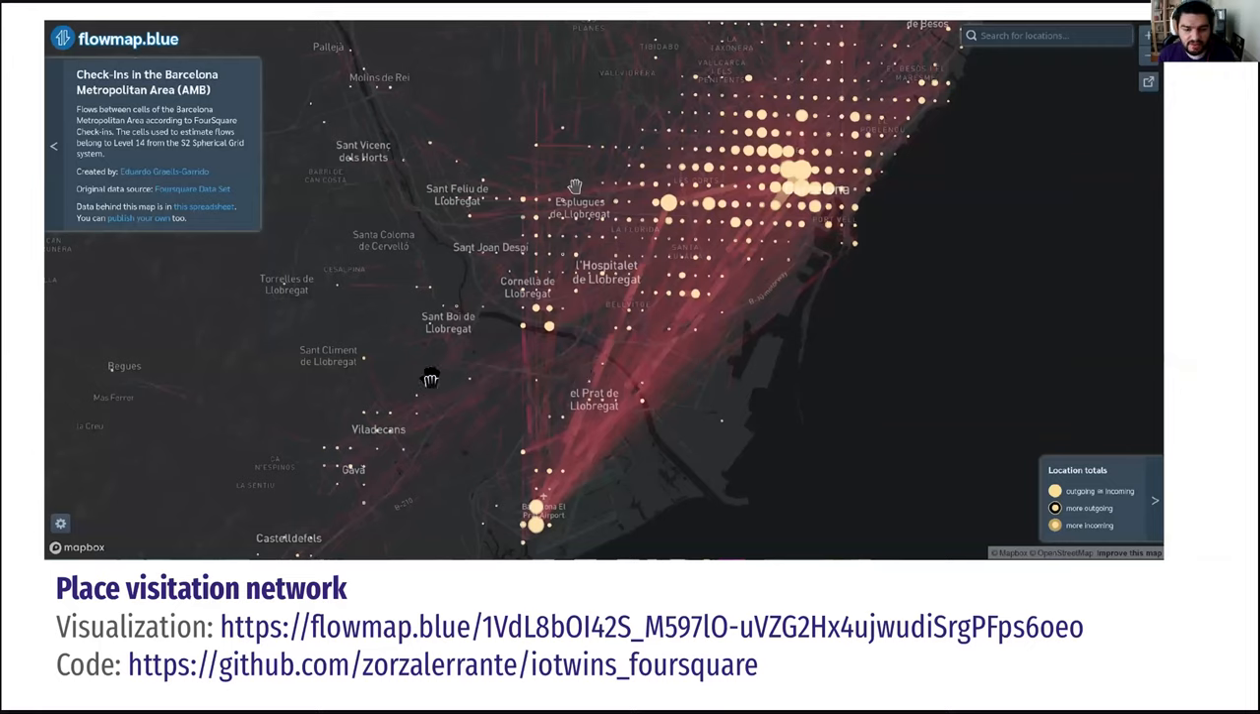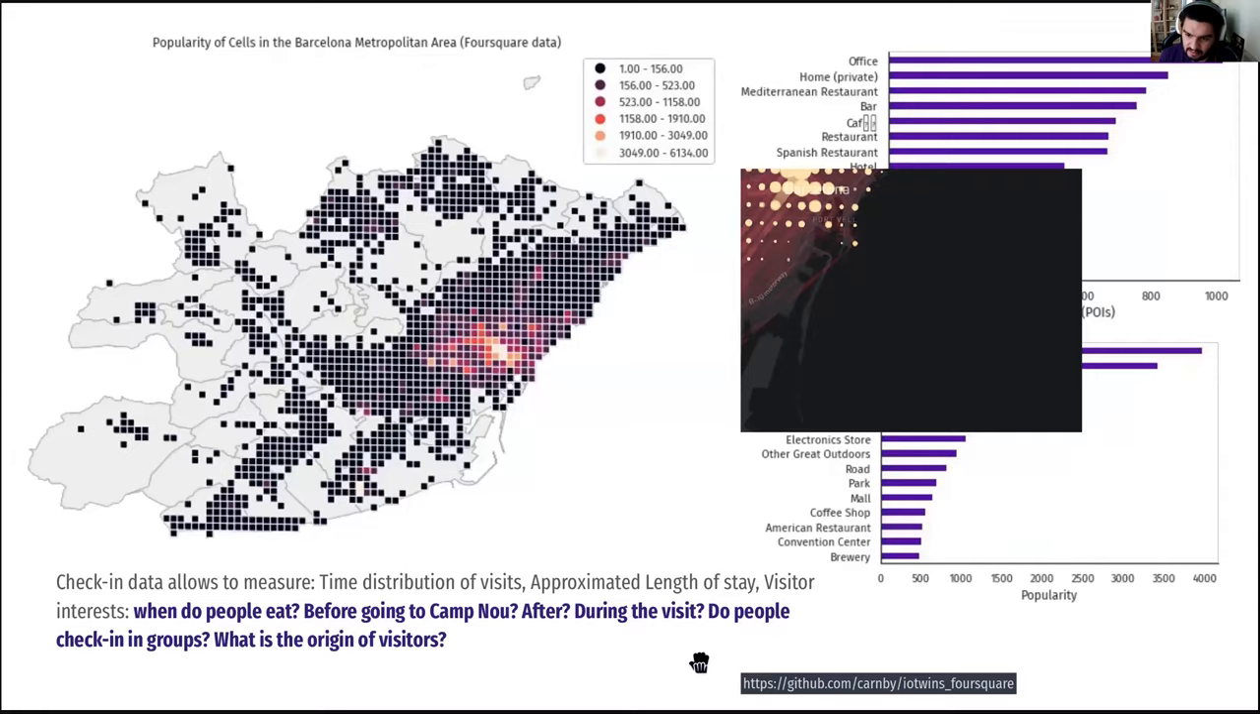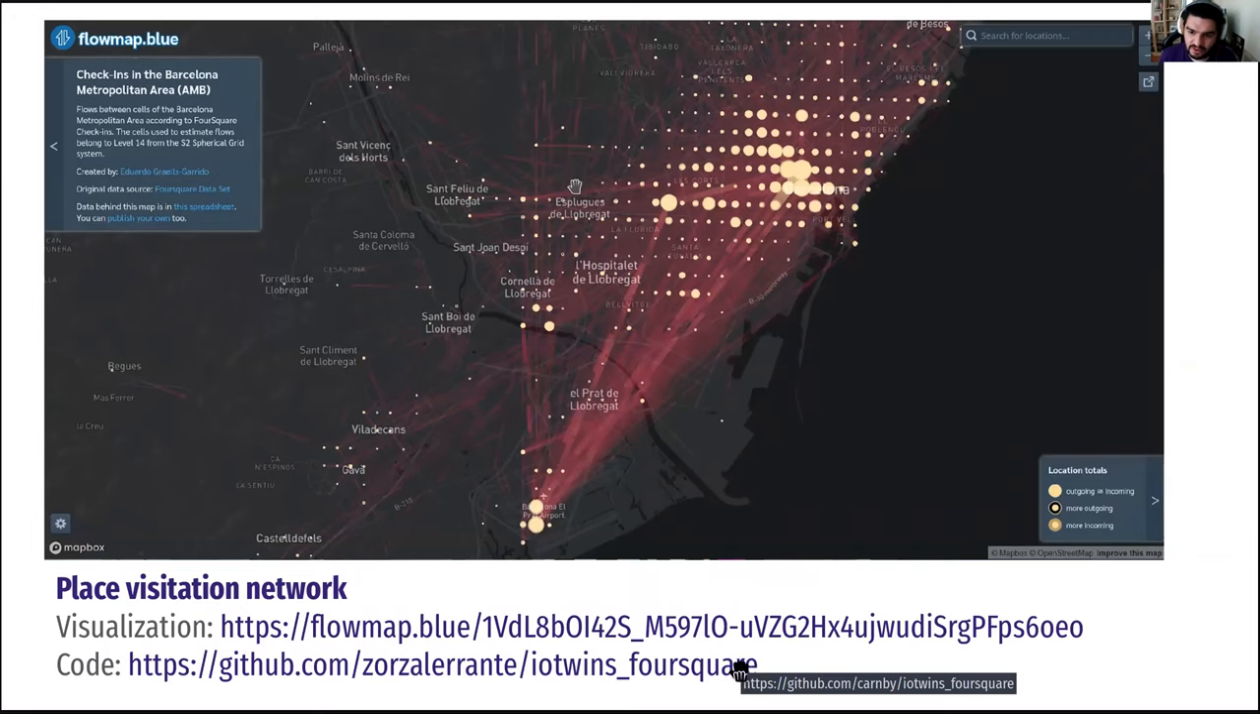As I told you at the beginning, here is a link to a repository where I analyze the Foursquare data to generate these charts, but also this network of interaction between places. You can click on this link. It's a very nice interactive view. And here is the airport, and here is Camp Nou. So you can see that there is a transition here. And when you look at the visualization, it's very nice how it's animated.